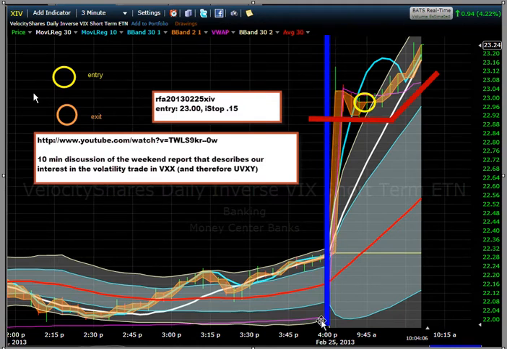So this is the opening of the day, and there was a big gap up in XIV. That's the inverse volatility. Gapped up, sold off a little bit, finds support here, and then starts taking off. We get an entry at 23. Even with an initial stop of 0.15 just below the low of the day, reasoning that if we get this large of a gap up, we may actually see some continuation.